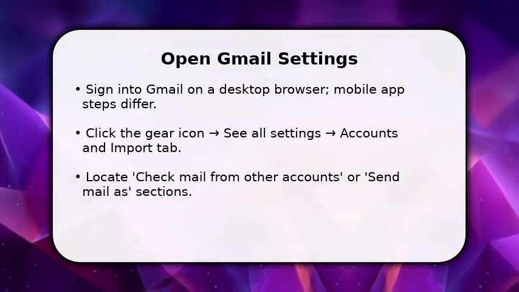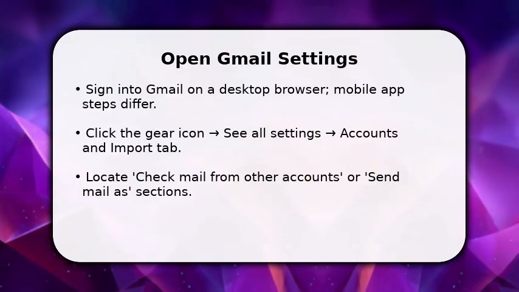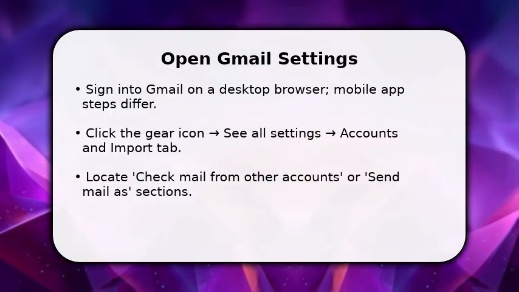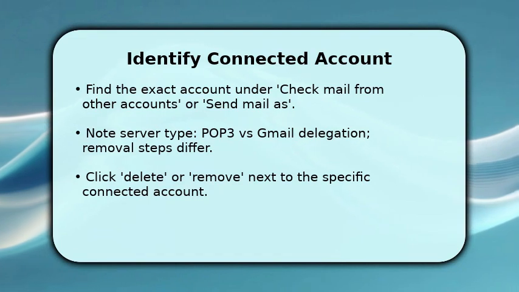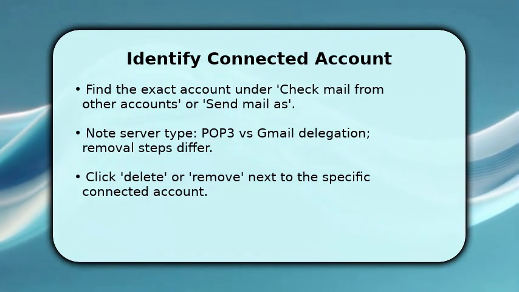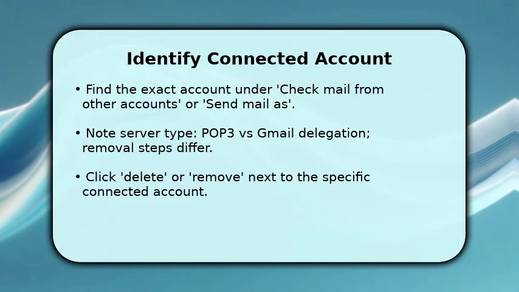Make sure you're on the correct Google account. If you have multiple profiles, switch accounts first so you remove the intended connection. Now find the connected account entry you want to remove. It will be listed under Check mail from other accounts or Send mail as.